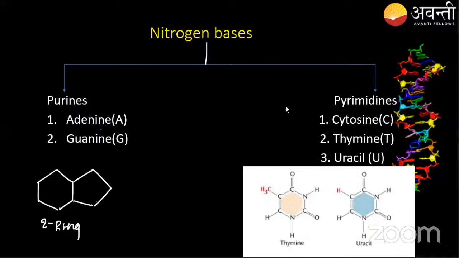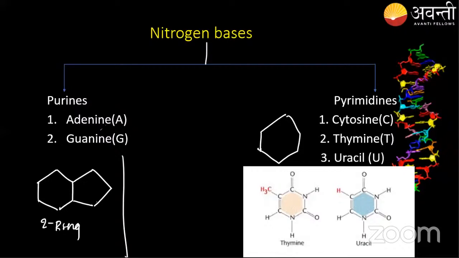And pyrimidines have a single ring structure. Three types are there: cytosine, thymine, and uracil. The first word is taken as the common thing. Which are the nitrogenous bases then? The nitrogenous bases are adenine, guanine, cytosine, thymine, and uracil. Of these, adenine and guanine are purines. Cytosine, thymine, and uracil are the pyrimidines.